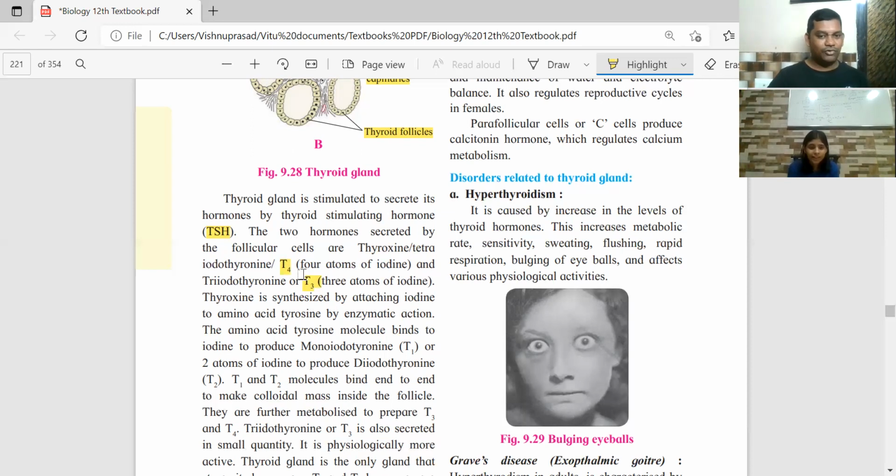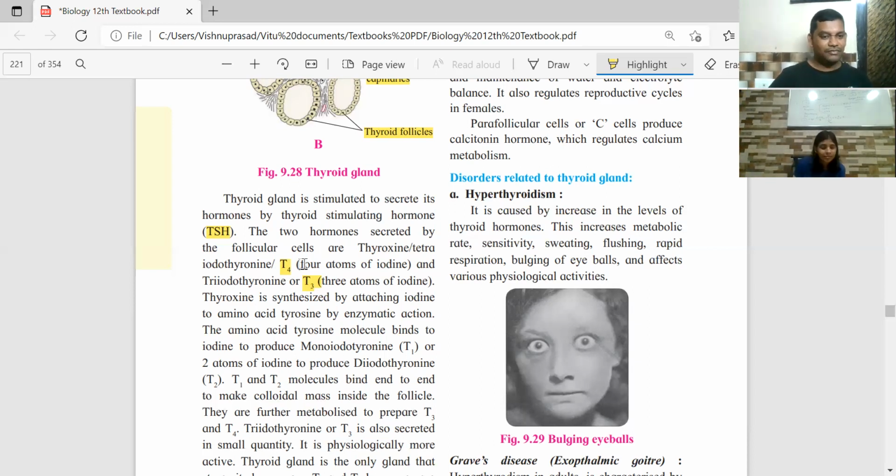T4 is also called tetraiodothyronine. And similarly, T3 is called triiodothyronine.